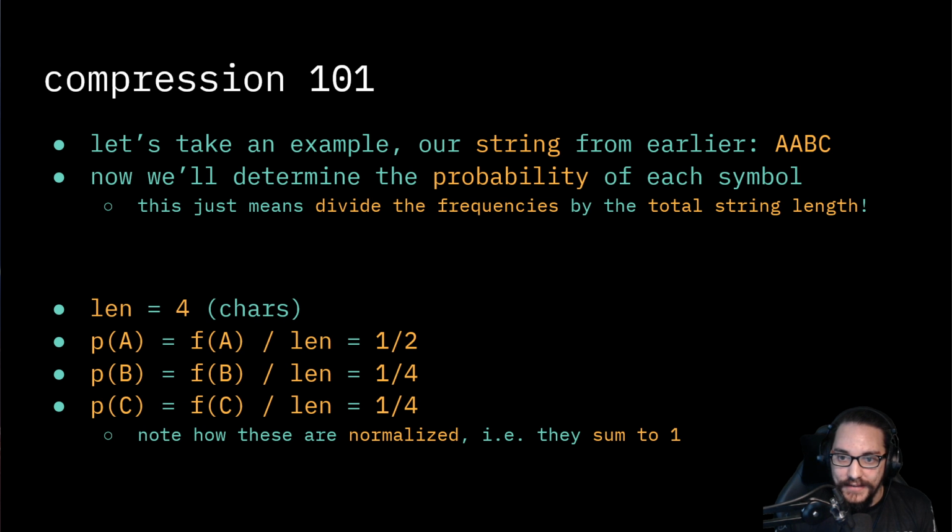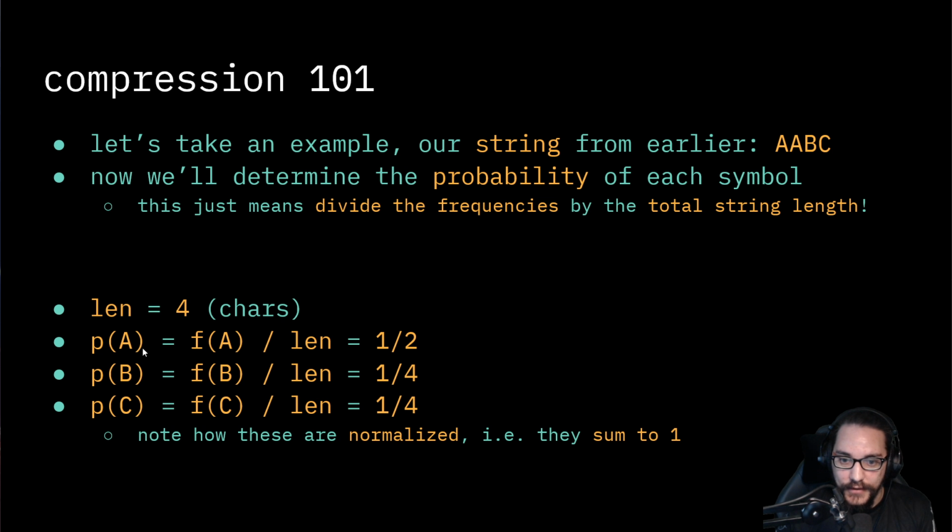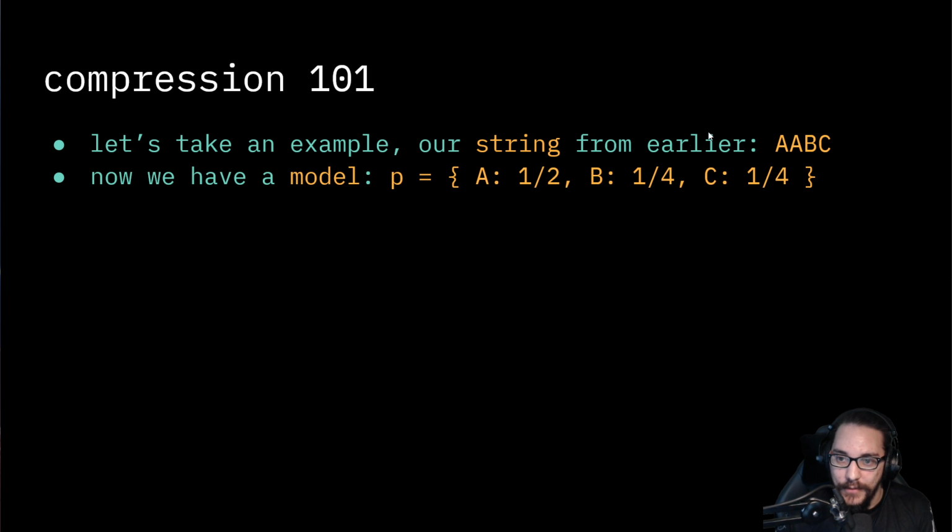Then from those frequencies, we can determine what we call the probability of each symbol. For this, we literally just divide the frequencies by the total string length. The string was 4 characters long, so we'll take those frequencies from the last slide, 2, 1, and 1, and divide those by 4. So for A, the probability ends up being 1/2 because half the symbols here are A's, and for B and C, a quarter of the symbols are B and C. So that's this model. And it's important that these are normalized, which we'll get to later. I don't know if I'll ever actually explain that, but just remember that. So our A has 1/2 probability, and B and C are 1/4 probability in this simple example.